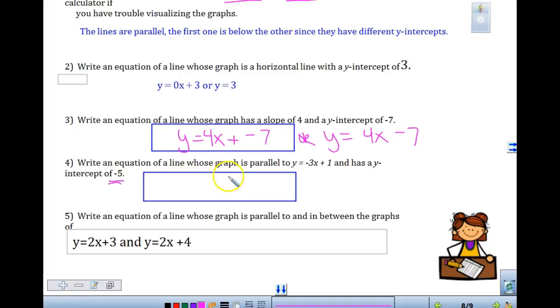But in this case, if it's parallel, what are we going to have? y equals? And again, could we have y equals negative 3x minus 5? Yes. Between these two and parallel, y equals, it has to be what? 3.5. Could it be 3.1? Yes. Could it be 3.2? Yes.